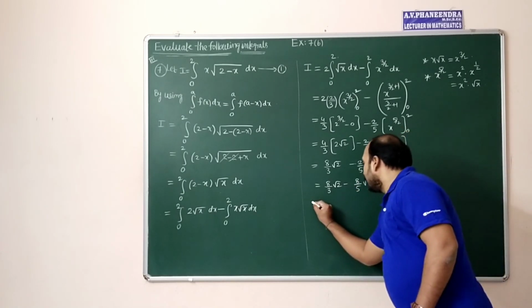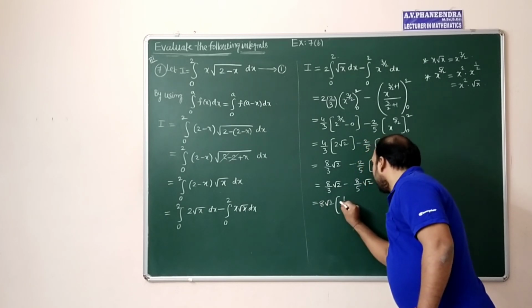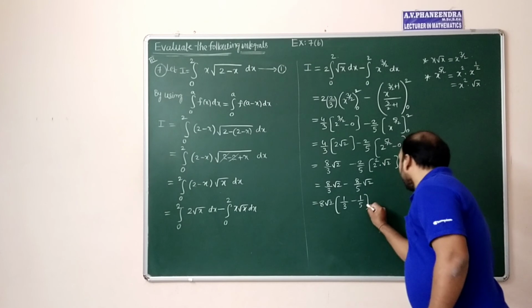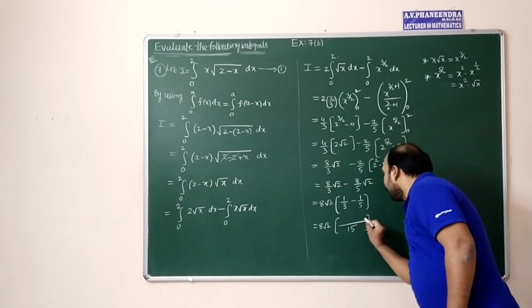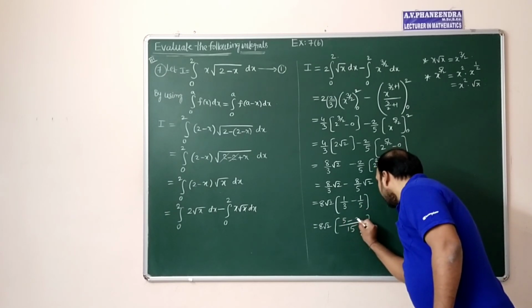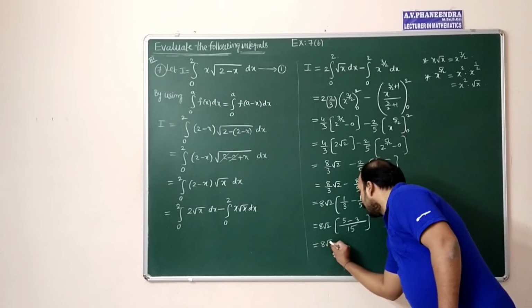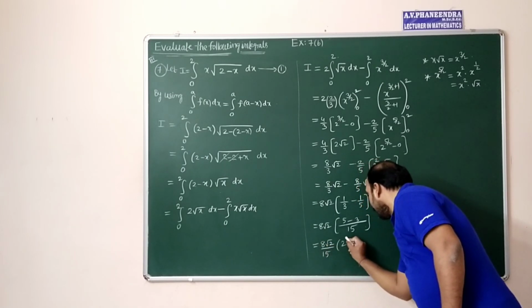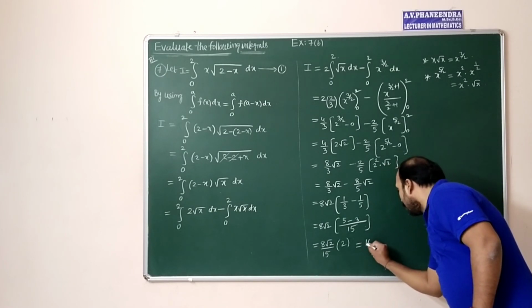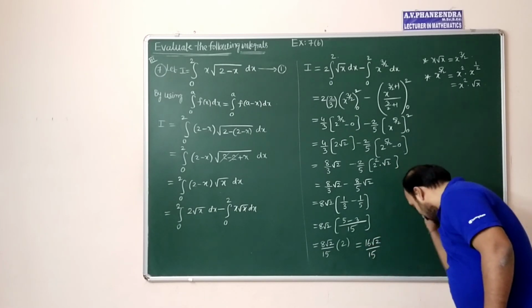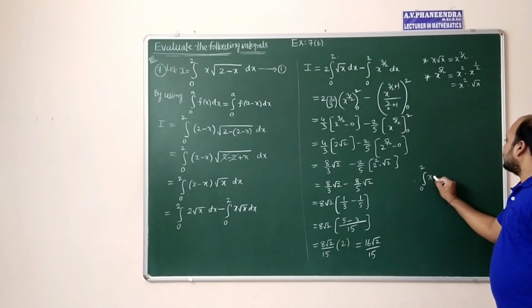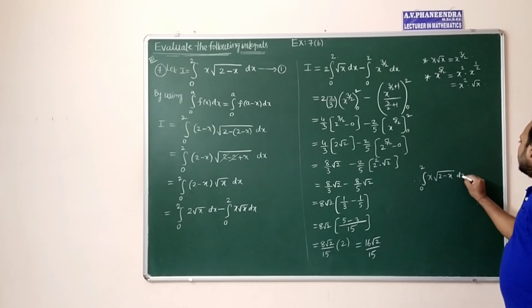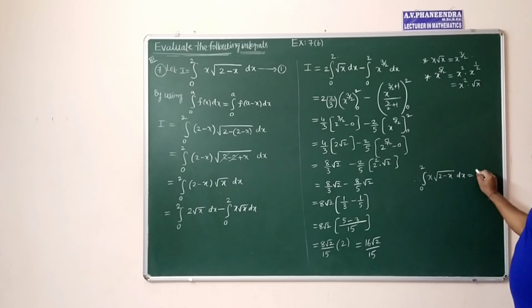Taking LCM, 8 root 2 take common, and 1 by 3 minus 1 by 5, which is equal to 8 root 2. 15 is the LCM. 3 5s are 15, 5 3s are 15. So now 8 root 2 divided by 15 into 2, which is equal to 16 root 2 divided by 15. Conclusion step: integral 0 to 2 x into root 2 minus x into dx is equal to 16 root 2 divided by 15.